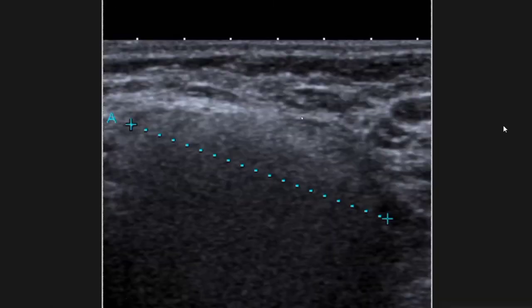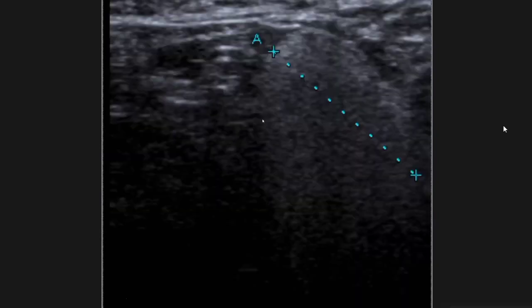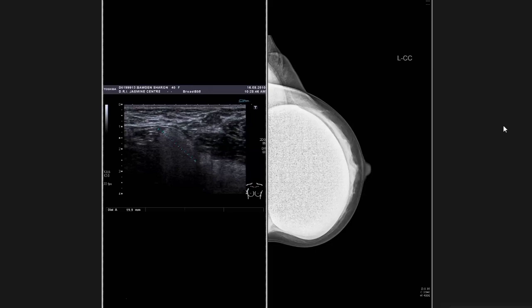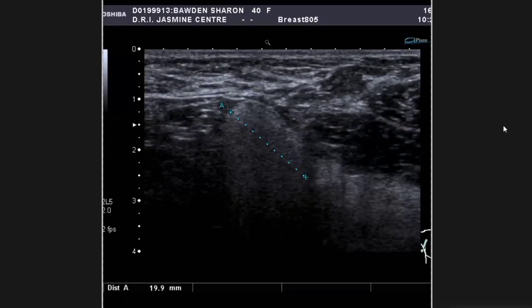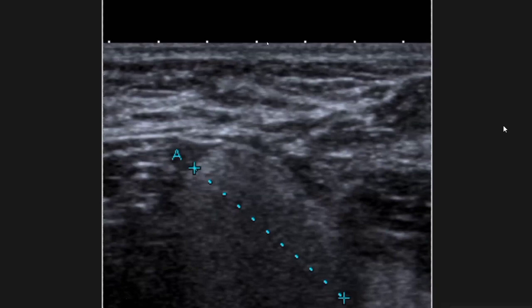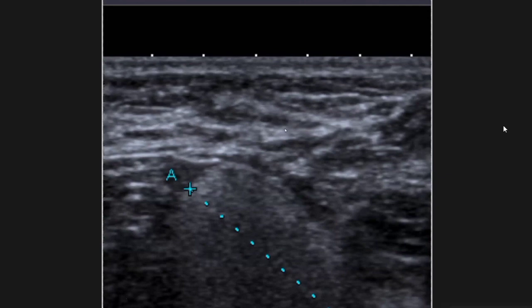But they did demonstrate something else. So what do you think this is? On ultrasound, grayscale image, I can see an ill-defined opacity with some internal echoes, homogeneous in texture, which is wider in width.